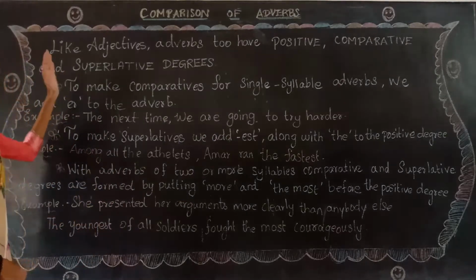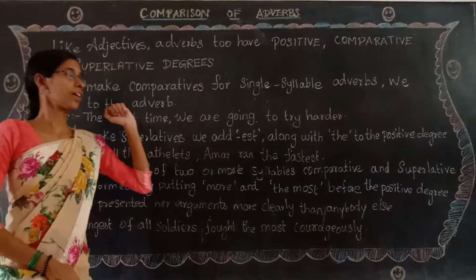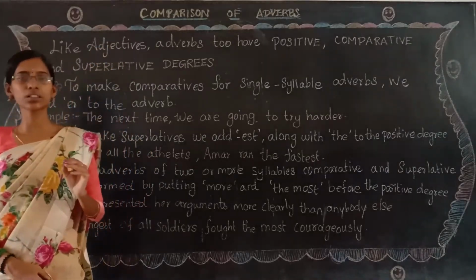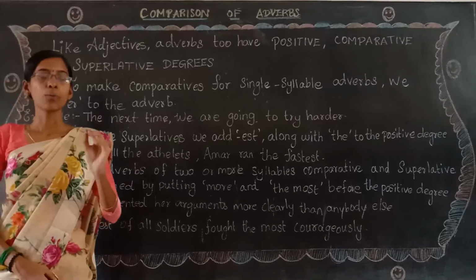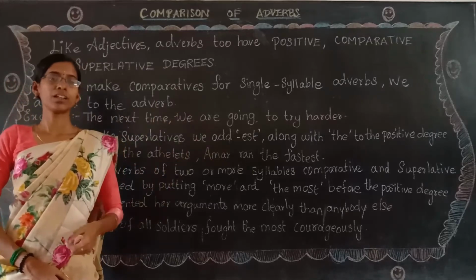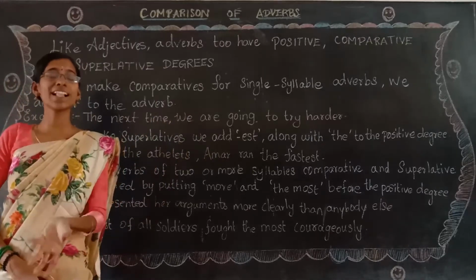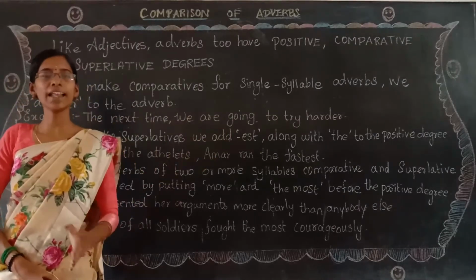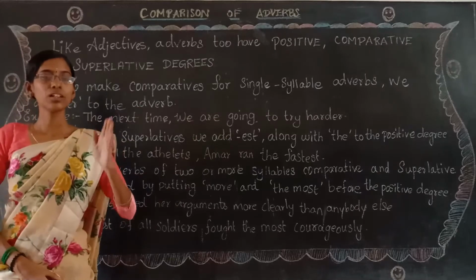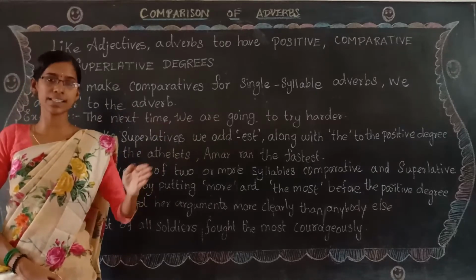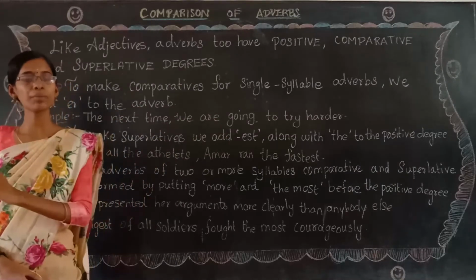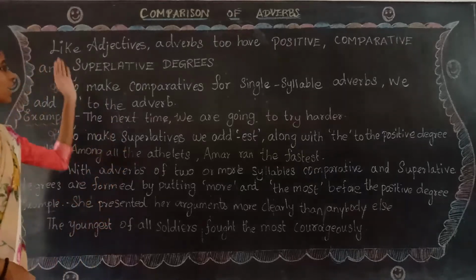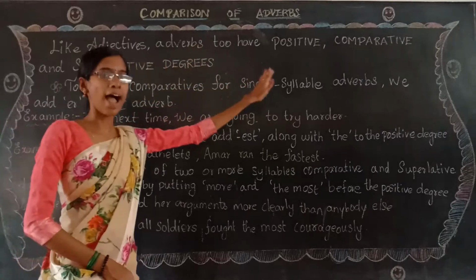First, see here, like adjectives. So here, what are we referring to? Adjectives. What is an adjective? An adjective is a word which describes a noun, whereas an adverb is a word which tells more about a verb. This is the basic difference between adjective and adverb. An adjective tells more about a noun in a sentence, whereas an adverb tells more about a verb in a sentence. So like adjectives, adverbs too have degrees.